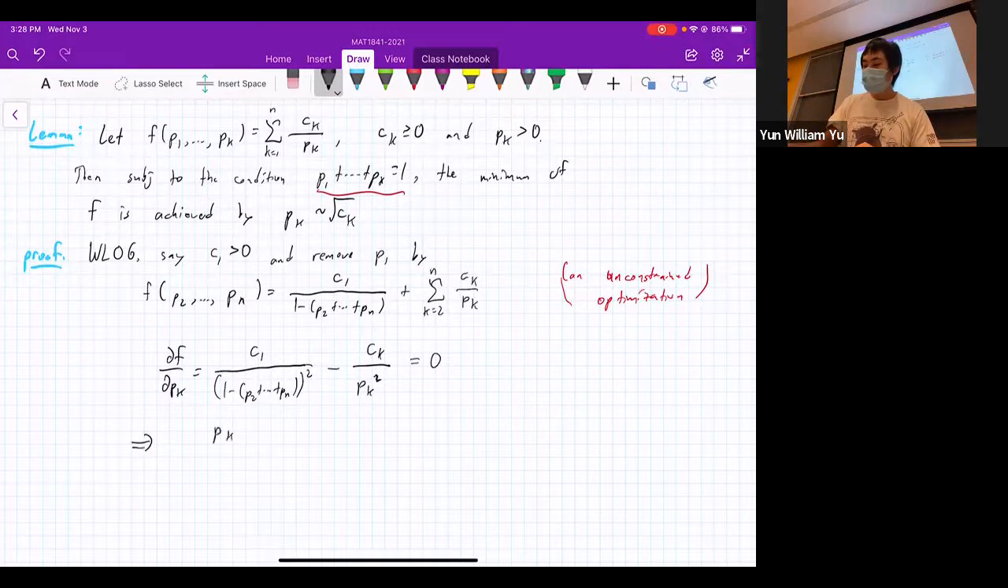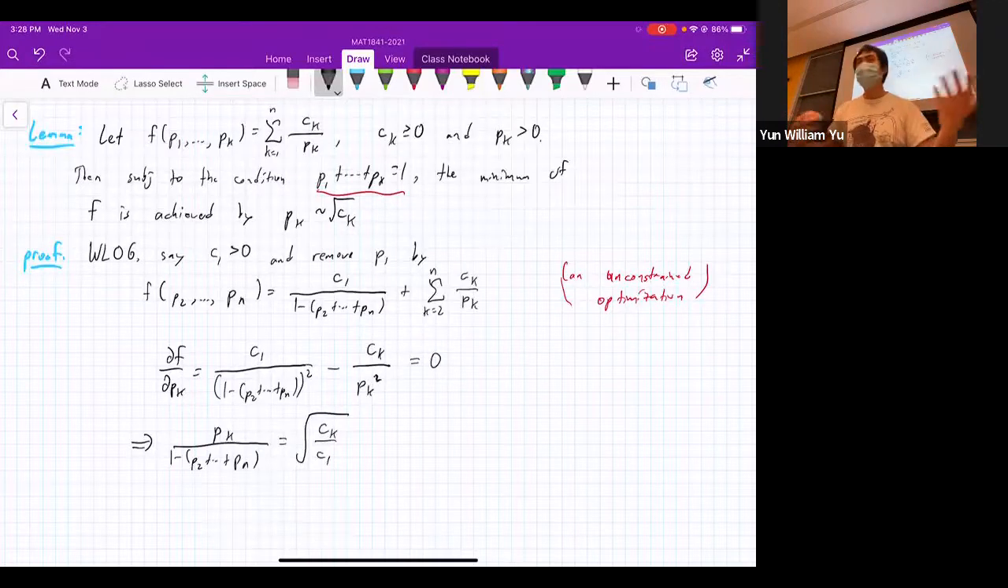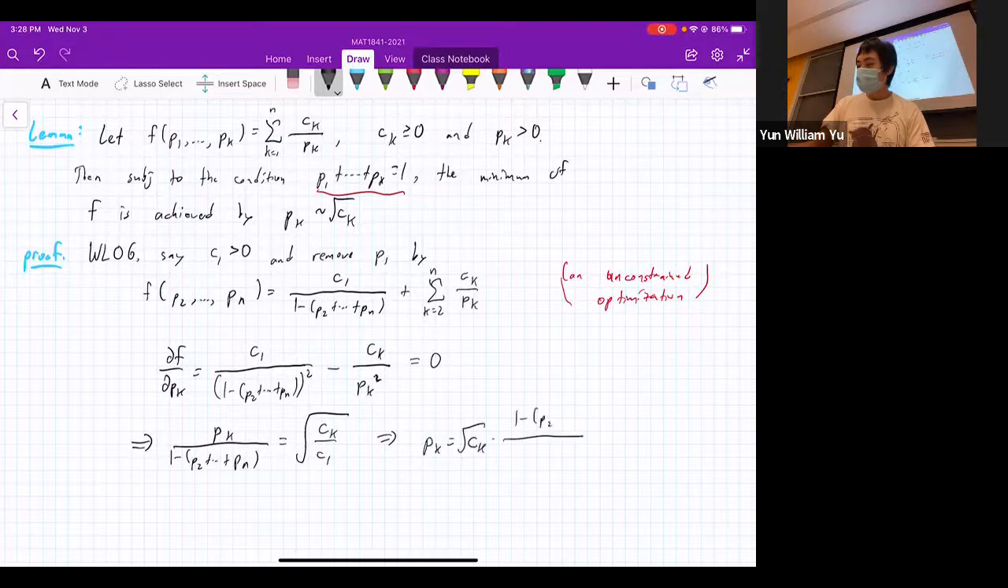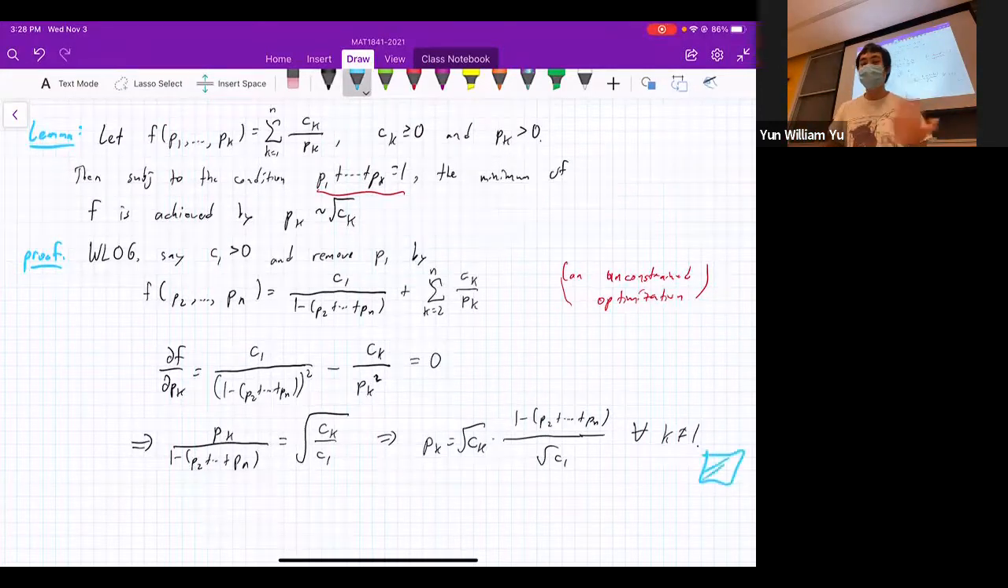And this is going to imply that pk over (1 minus p2 through pn) is equal to the square root of ck divided by c1. And this is why we had to have c1 be not equal to 0, which of course implies that pk is equal to root ck times (1 minus p2 through pn) divided by root c1 for all k not equal to 1. So all the pk's not equal to 1 are proportional to root ck. But of course, 1 was not chosen in any special way, and therefore this is true for all of your entries, and that completes the proof.